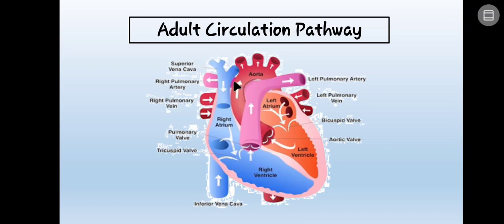So let me go over it again and we summarize everything. Like I said earlier, for the adult circulation or the normal circulation, if you are asked to explain normal circulation, you start with deoxygenated blood.